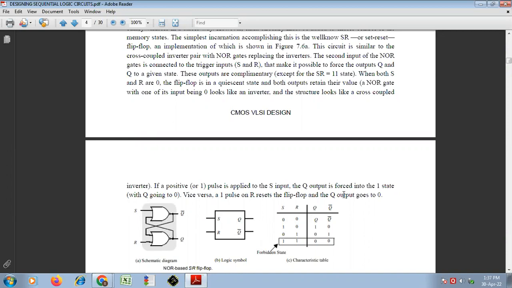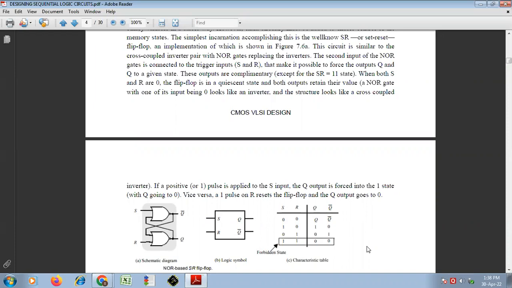Now these outputs are complementary. This Q and Q bar are complementary. That means if Q is 0, Q bar is 1. If Q is 1, Q bar is 0. That means complementary, except in the state where S and R are 1 1. As I showed here, this 1 1 is a forbidden state in the SR flip flop.